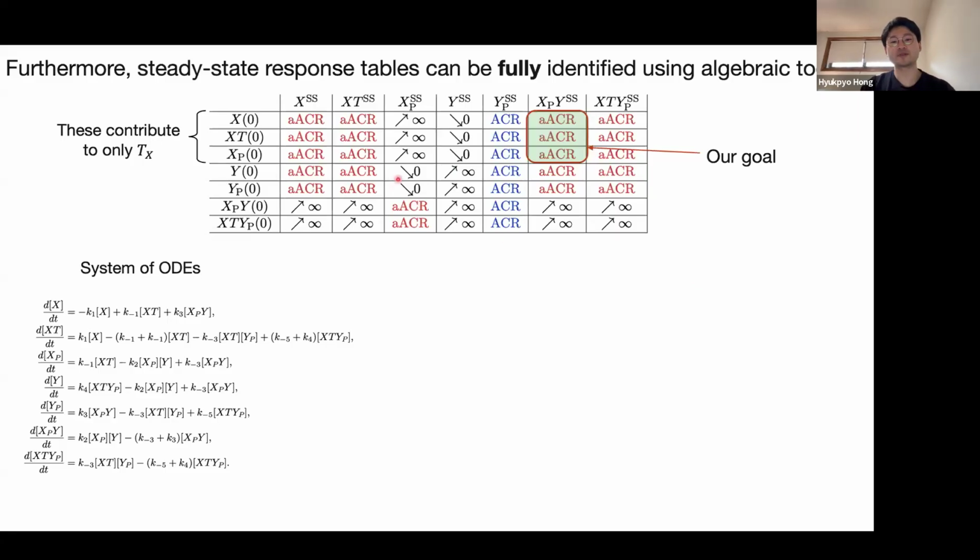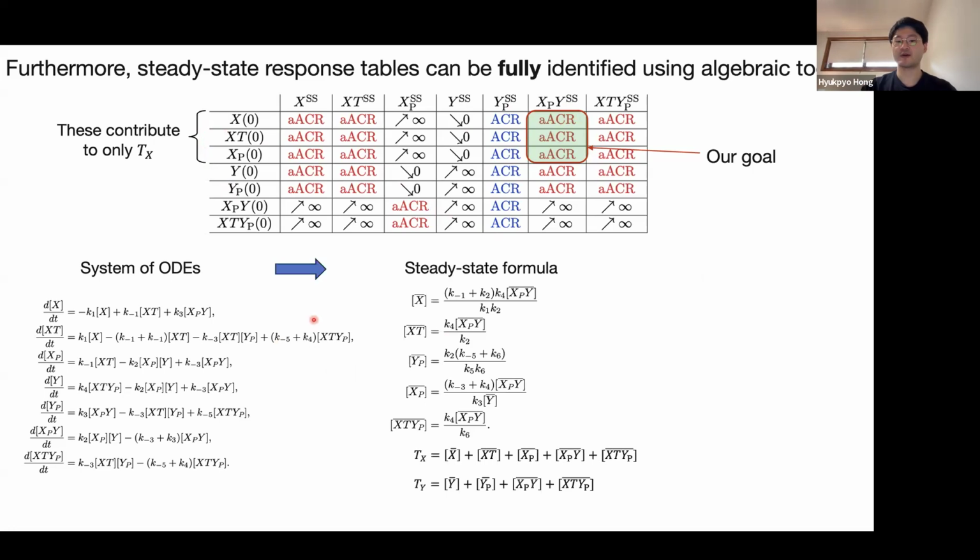When we examine the steady state response of XPY species with respect to change of total concentration of X, what we actually have to do is solve the system of ODEs in their steady state condition. So we set everything on the left-hand side to 0, and then we get the steady state formula. We can simplify the algebraic equation in the original system of ODEs, and then we get some relationship between the species and the conserved quantities.